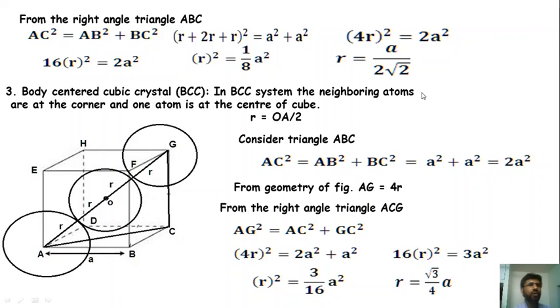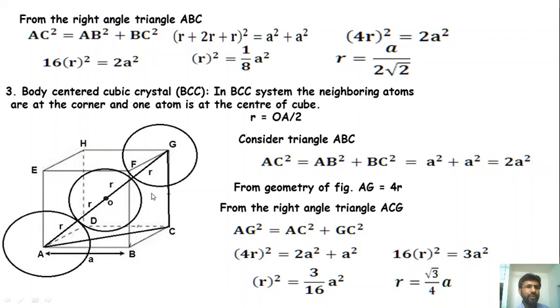Now in the case of the body centered cubic crystal, that is the BCC, in this system the neighboring atoms are at the corners and one atom is at the center of the cube. So here one atom is at the center of this cube.